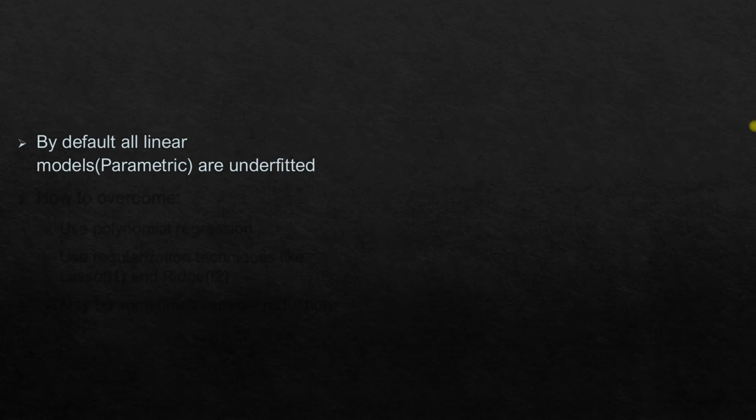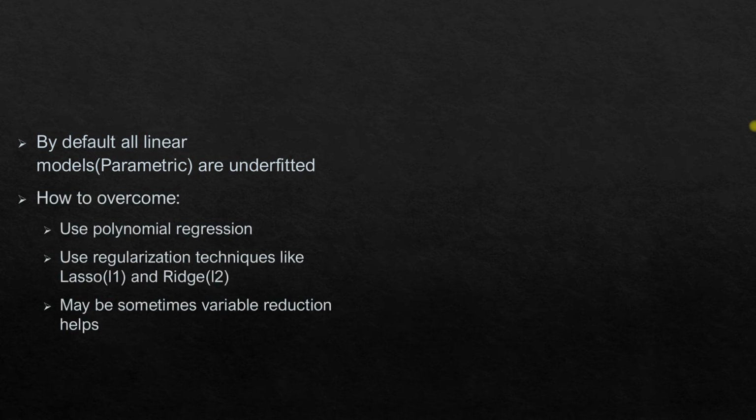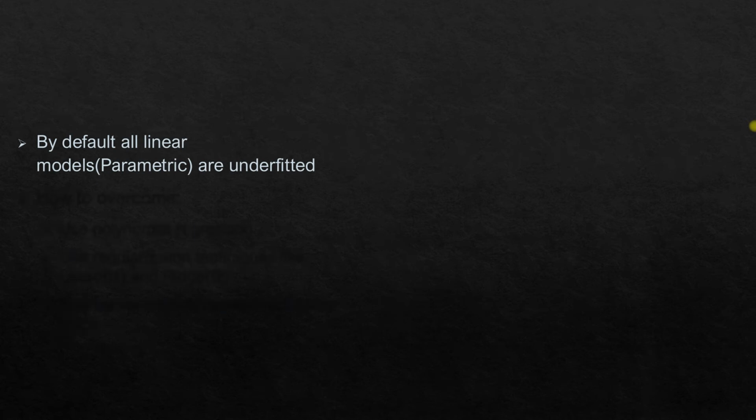So now, by default, we have two types of models, right? One is the linear models and the non-linear models, which we talked about. When you have non-linear data, you'll go for tree-based algorithms, which are non-parametric. By default, all the linear models or parametric algorithms underfit, right? If your data is perfectly linear, then of course linear regression works very well. It won't underfit. But there might be a chance it can be overfitted, right?